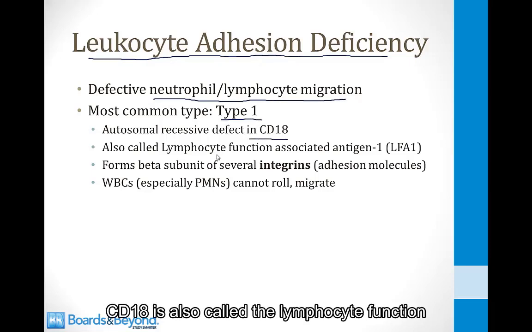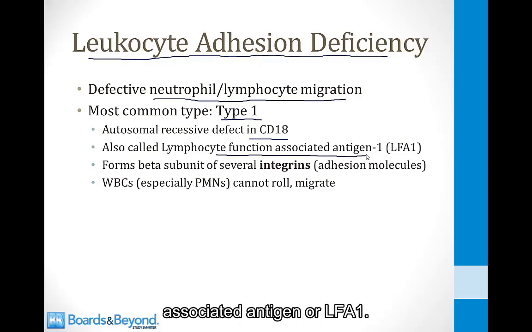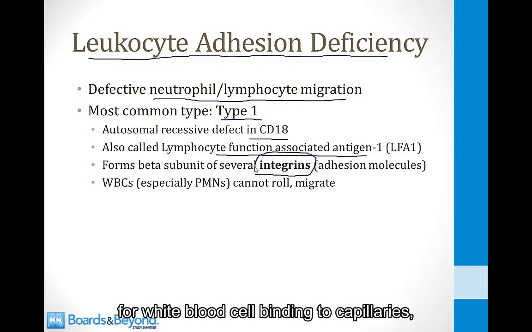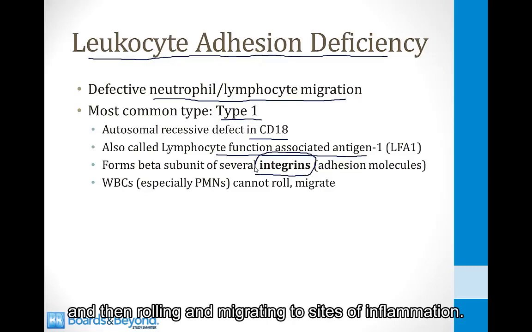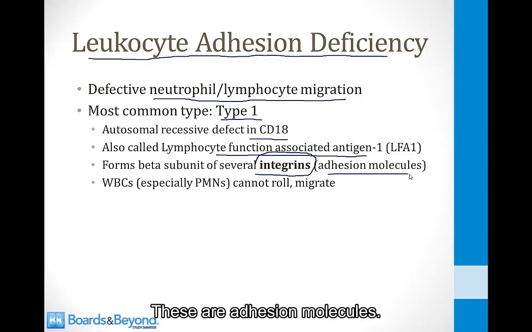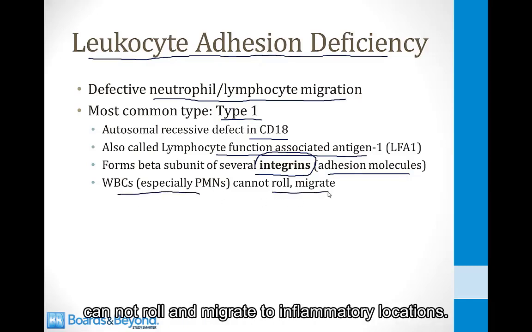CD18 is also called the lymphocyte function-associated antigen, or LFA-1, and it forms a subunit of several integrins, and integrins are very important for white blood cell binding to capillaries and then rolling and migrating to sites of inflammation. These are adhesion molecules. So when you have this disorder and the integrins are abnormal, white blood cells, especially neutrophils, cannot roll and migrate to inflammatory locations.